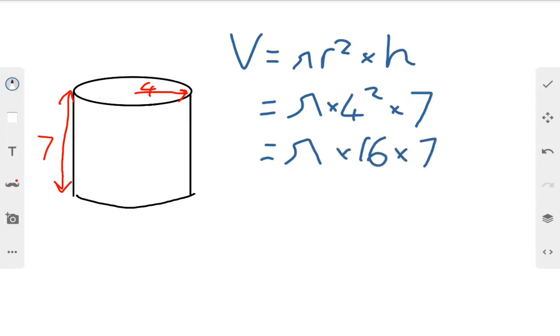times 7. Now because we're using pi, we can use a calculator to look this up. That's going to give us a value of approximately 317.7. So I haven't given units for this cylinder. If there were units, they would be cubic units. So that's the volume of this cylinder.